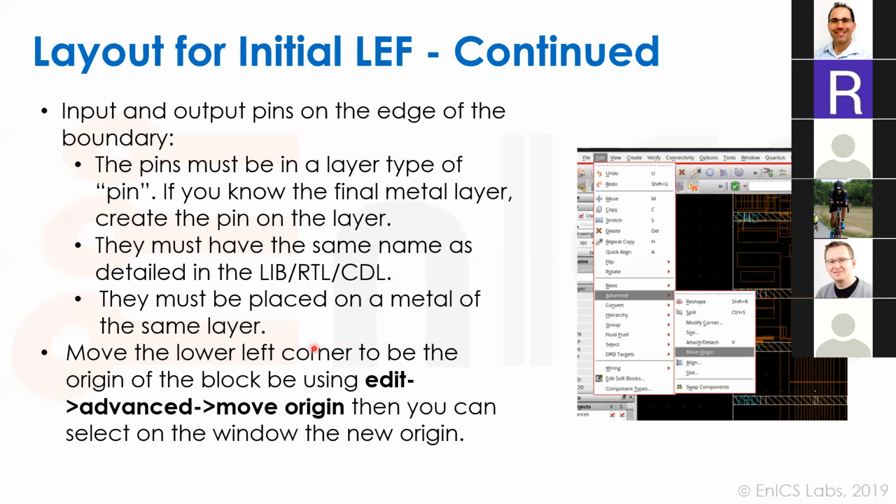And the last thing we need to do to finish our initial layout is just to move the origin to the lower left corner. And this you can do from the edit and the advance and move origin. If we don't move the origin, it will just think that the origin is the lower left corner of the macro we just placed, and it won't be 0, 0 probably, and then we'll have to go back and fix it.